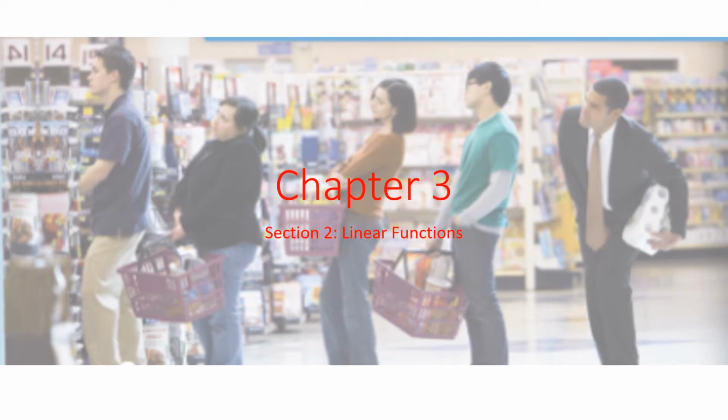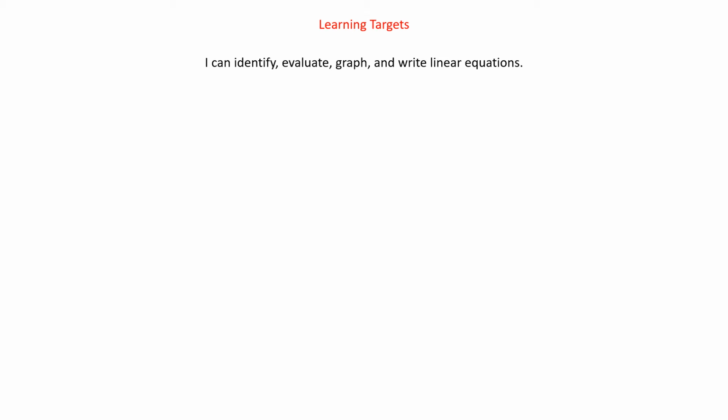So this is very similar to what we were doing last chapter. We will see the equations of lines again, but we'll look at it from a slightly different angle and focus on some different stuff. So our learning target for today: I can identify, evaluate, graph, and write linear functions. Graph and write linear functions, that's what we were doing last chapter. The evaluate, we were doing it last chapter, but it's the same thing. Slightly different notation, but it's the same thing.